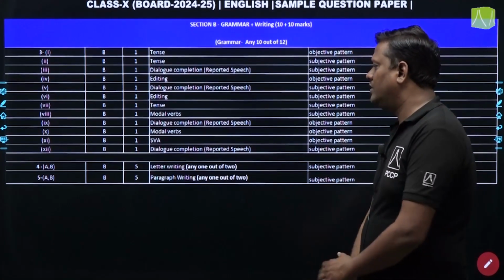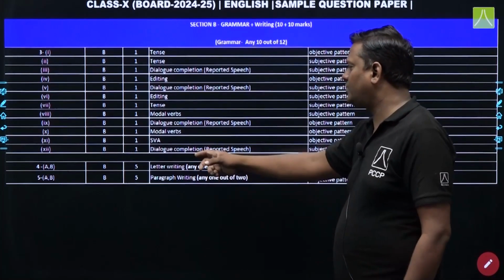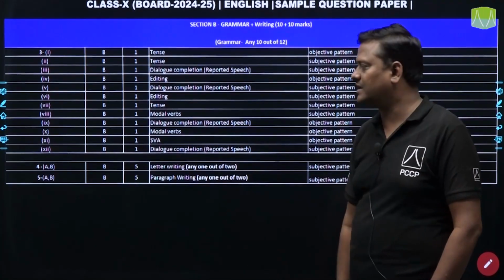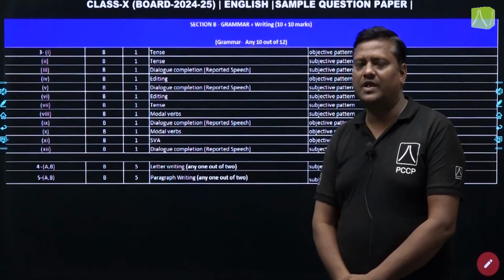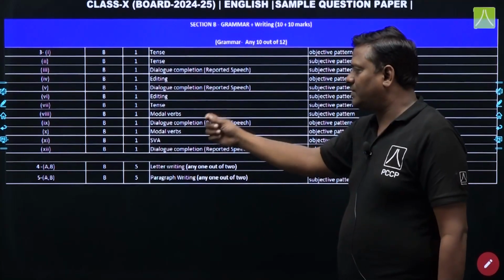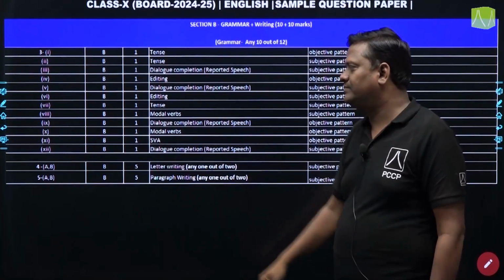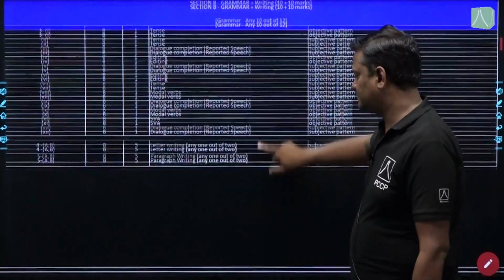Then we will have 2 questions from the writing section, 1 question from letter writing, 1 question from paragraph writing. Each will contain 2 questions. We have to solve any one and the marks will be 5, 5. Letter writing 5 marks, paragraph writing 5 marks.